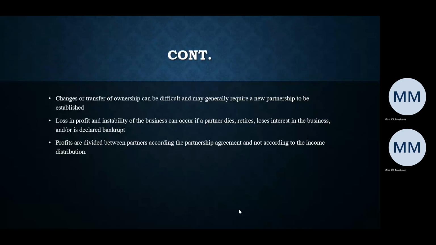Profits are divided between partners according to the partnership agreement and not according to the income distributed. So, according to the agreement that you and your partner make, say for instance one invests 6,000 Rand, the other 4,000 Rand to make your 10,000 Rand capital. But according to your partnership agreement, the legal paper that you both wrote down to state that you are partners, this is the mission and vision of your company.